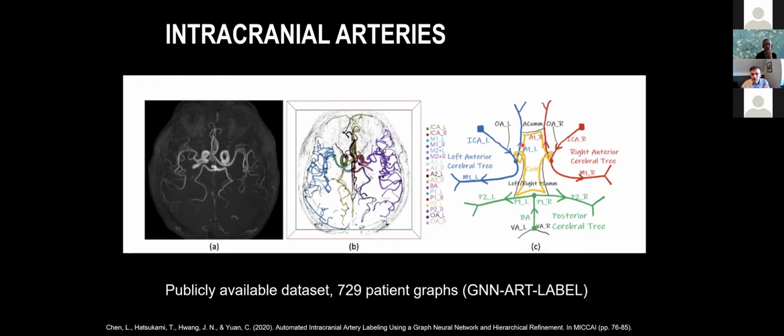And what's also interesting is that this data set is provided as a publicly available data set. So if you're working on graph neural networks and you're tired of Cora and Citeseer and you want to try something new, you can download this 729 patient data set and have a go at it. And in this case, I think the authors used an encoder-decoder GNN-like architecture, which already performed quite well.